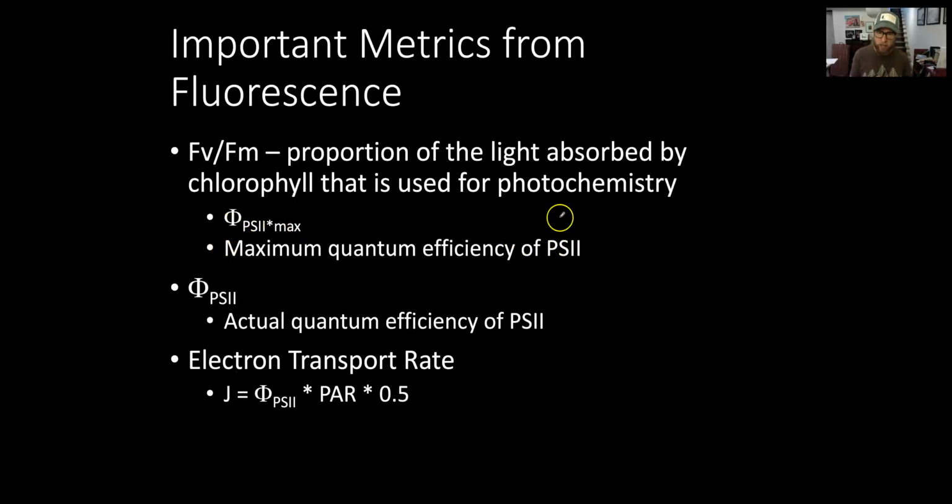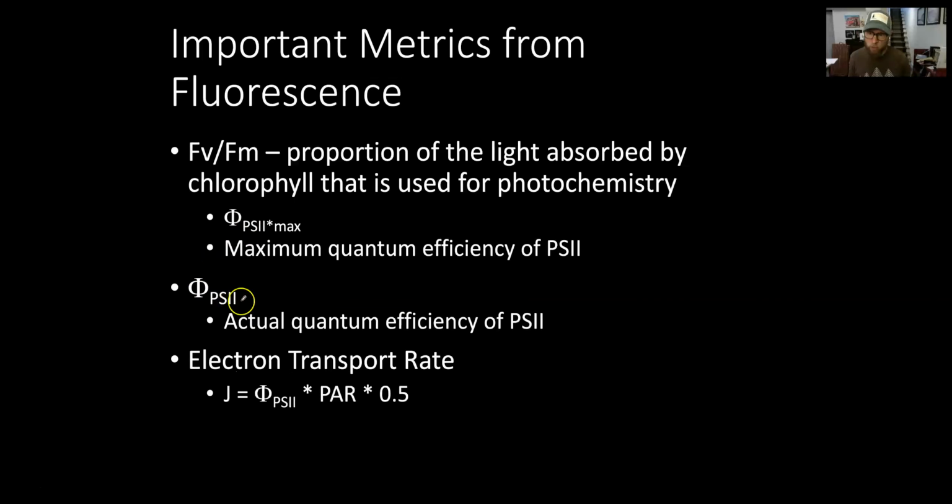And another way that this can be referred to is it's the maximum quantum efficiency of photosystem 2. Remember, we're only measuring photosystem 2, and so we use this symbol here. So phi photosystem 2 max for that maximum capacity. Because remember, that first pulse is when the leaf was dark adapted. So it was in the dark, the photosystem was completely shut down.